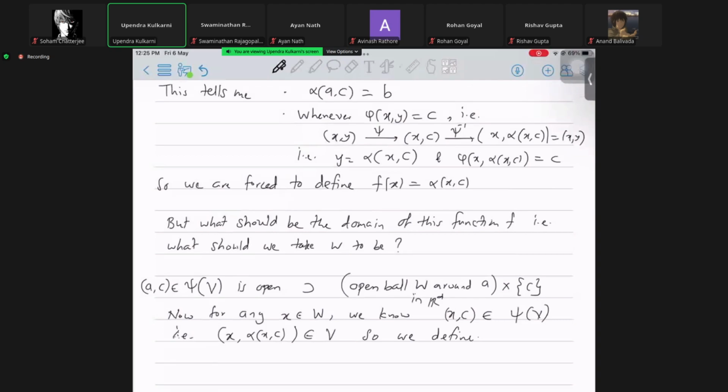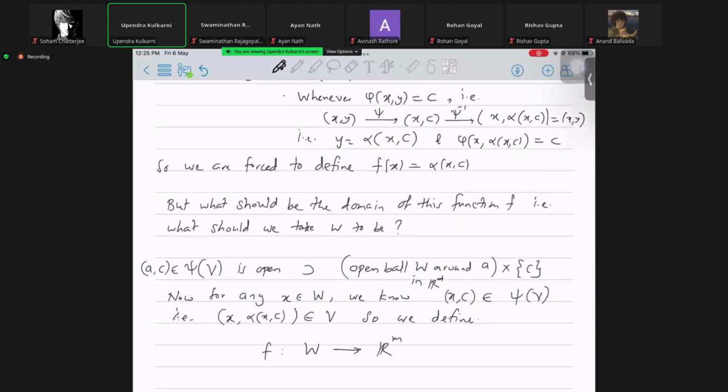So we define F from W to R^m by taking x to be x to what? Alpha of (x, c).